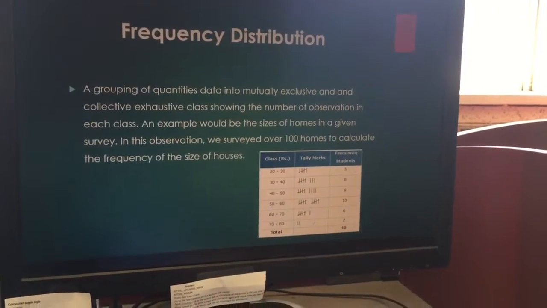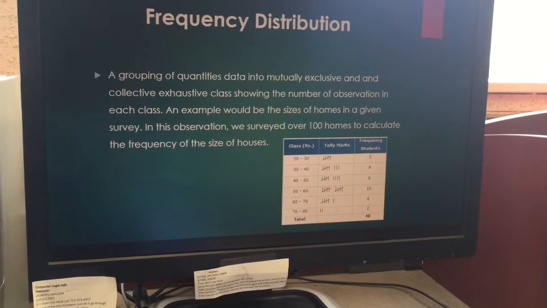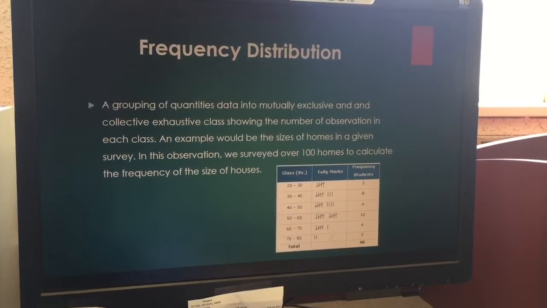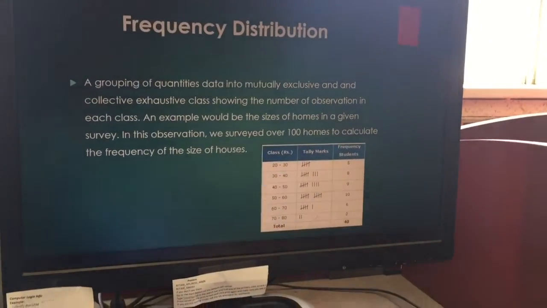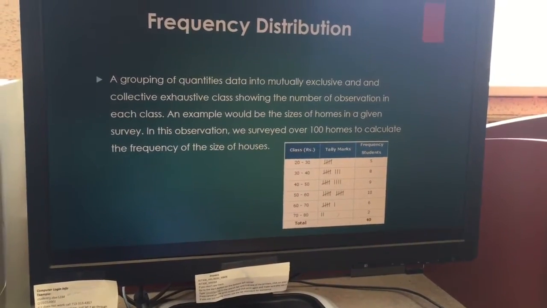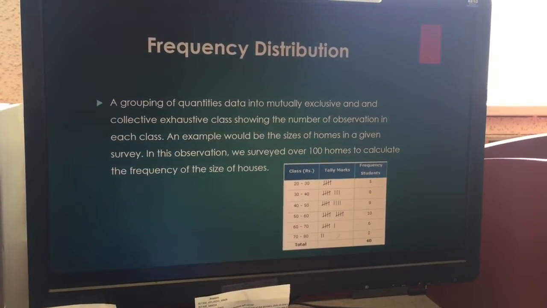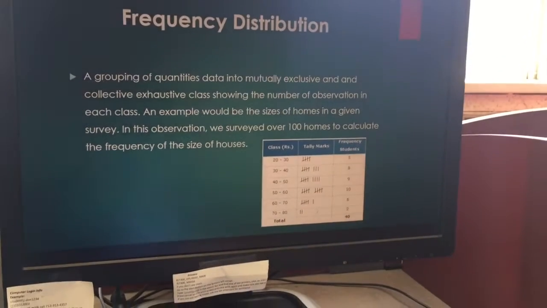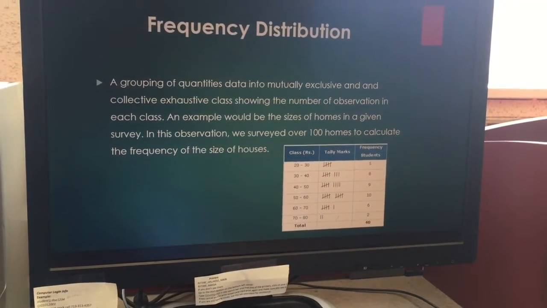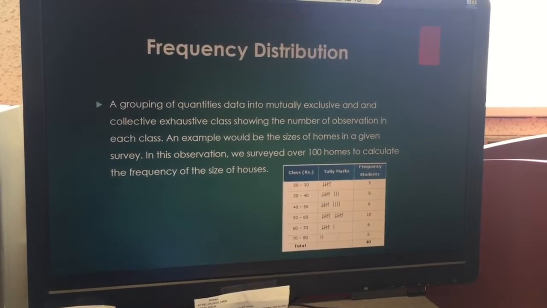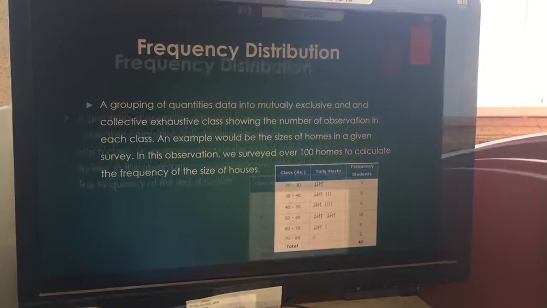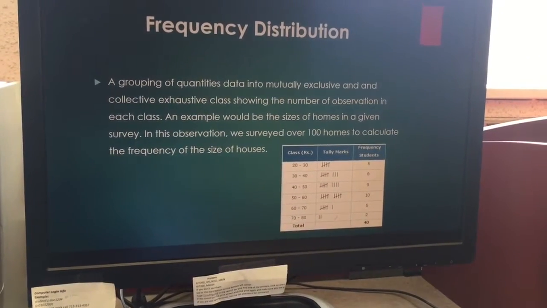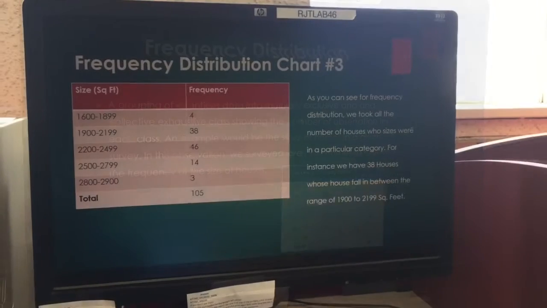So the next thing we're going to be focusing on is frequency distribution, which is a grouping of quantitative data into mutually exclusive and collectively exhaustive classes showing the number of observations in each class. An example would be to examine the size of homes that were given in the survey. In this observation, we're going to go back to our real estate data that surveyed over 100 homes to calculate the frequency and the size of each house based on which category, like, for example, 200 square feet to 300 square feet and 400 square feet to 500 square feet. And we're going to be taking a look at that here in frequency distribution.